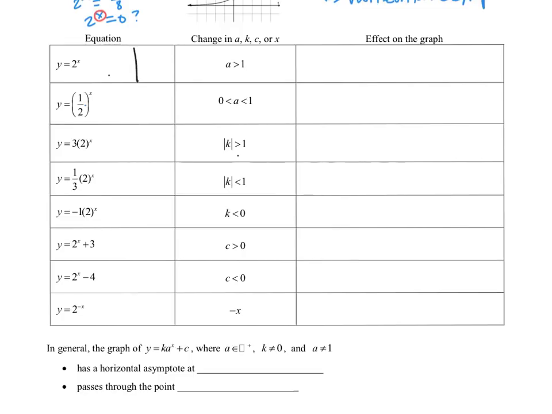The graph of y equals 2 to the x, remember, goes through the point (0, 1), and it has a horizontal asymptote at the x-axis, so it looks like that. What I want you to notice is that when a is bigger than 1, you're looking at an exponential function whose graph is increasing.